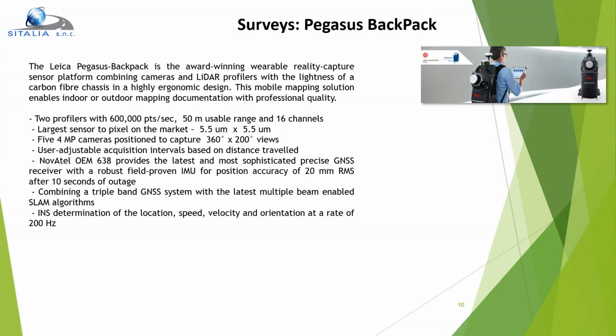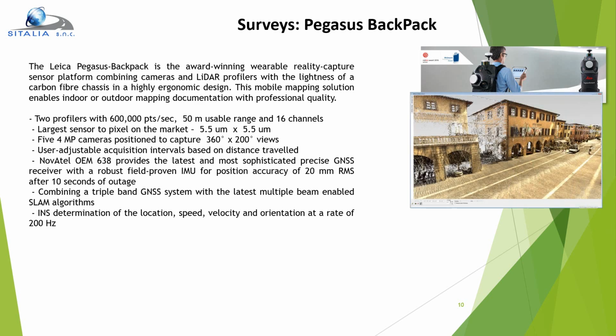We start from the surveys, so the Pegasus backpack. I think you can search for information about this portable mobile mapping system. There are 2 laser scanners and 5 cameras. Anyway, I'll jump directly to what you can see, like results.